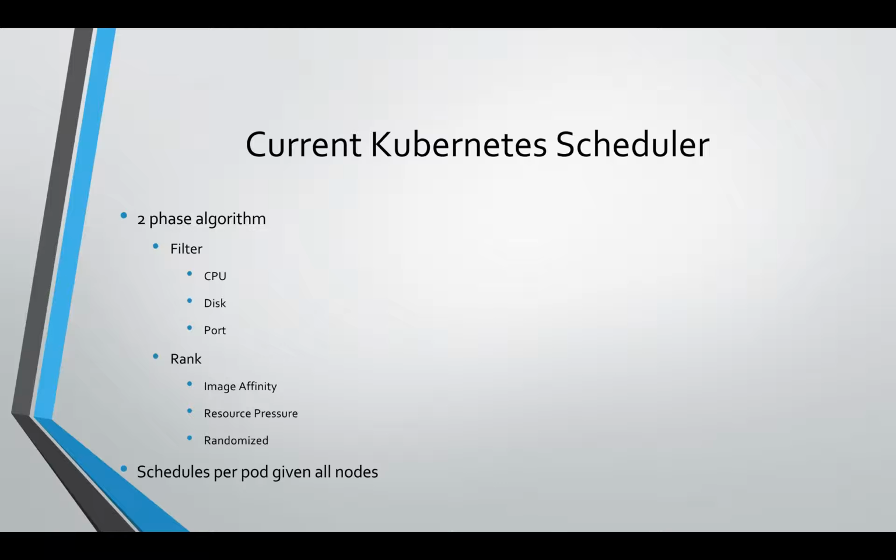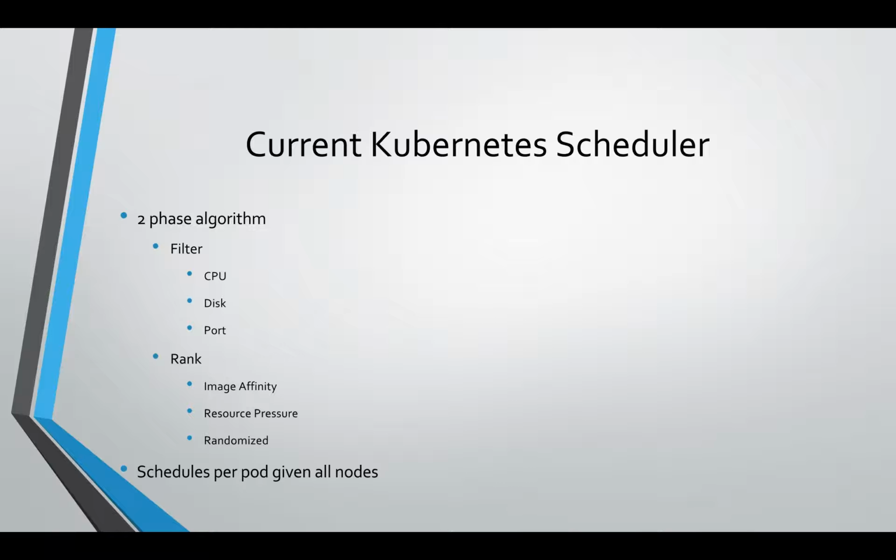The second one is the more intuitive one, which is resource pressure, which is CPU and RAM. And then the third one is a randomized scheduler, which just basically goes, give me a random node, and hopefully through having a stochastic process, I'll be able to achieve in high likelihood a good result.